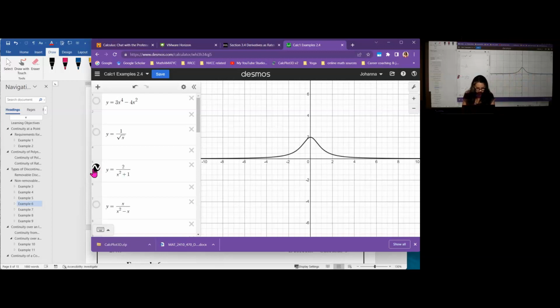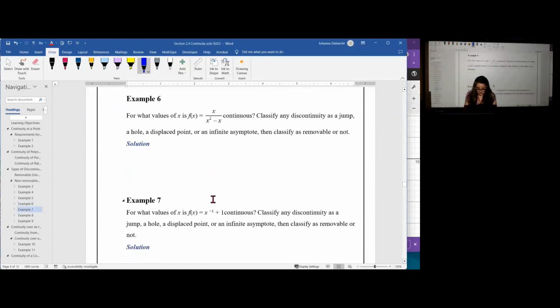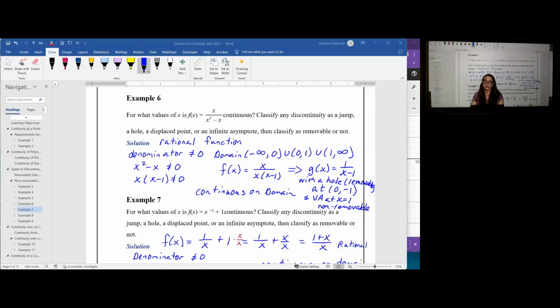All right, let's now move on to example number 7 or 6. 6 and then 7. Go ahead and pause the video, work these out, and then turn the video back on and we'll compare and look at the graphs. Let's now look at your work for examples 6 and 7.